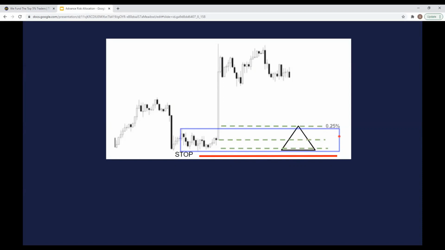So I set a 0.25% risk here, a 0.25% here, and 0.50% at the bottom. Now what have I just done by doing this? It's something we need to explain live.